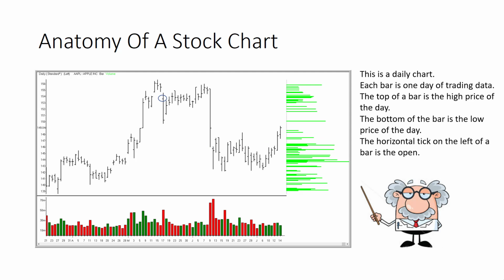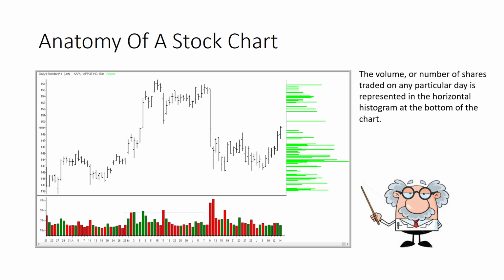And if you see a tick like this that's off to the left side of the bar, a horizontal tick on the left side, that's going to be your opening price. And when you have a horizontal tick on the right side of the bar, that is your closing price.